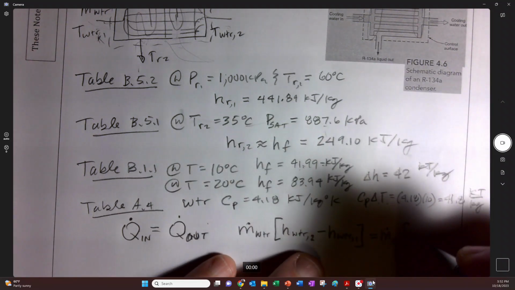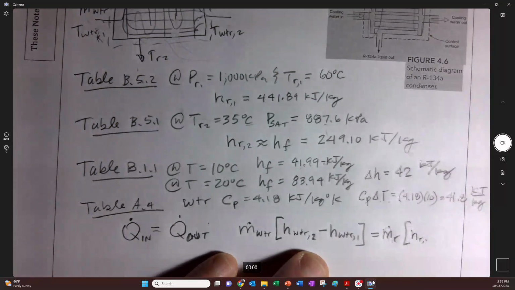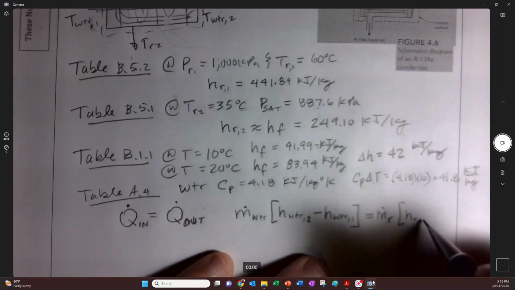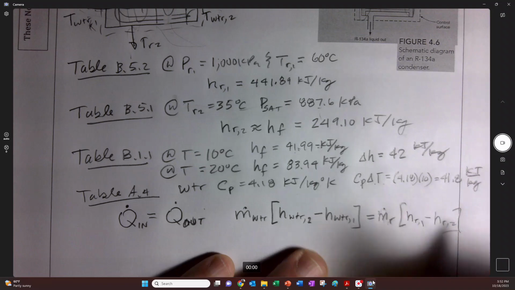oh wait a minute, did I just say that wrong? I think it's going to be 2 minus 1, right? This is a 2 minus 1. It's the exit minus the entrance, right? I need to probably rewrite this. I'm going to go back to the correct equation. I have it written down on my thing. So what am I going to do? It's going to be h R1 minus h R2. Okay, yeah.